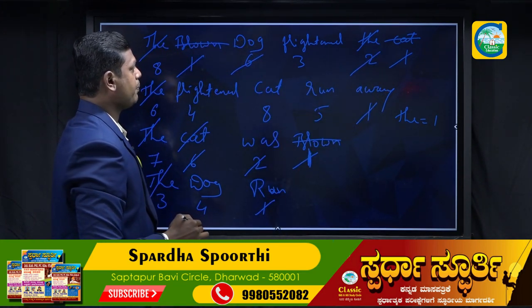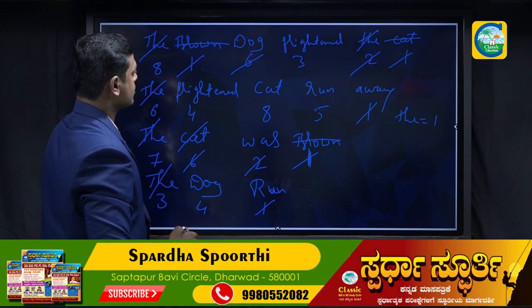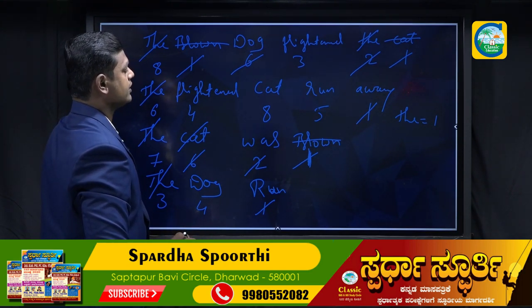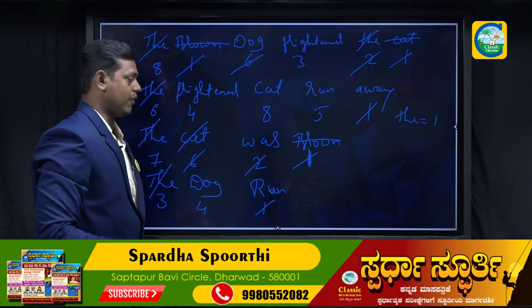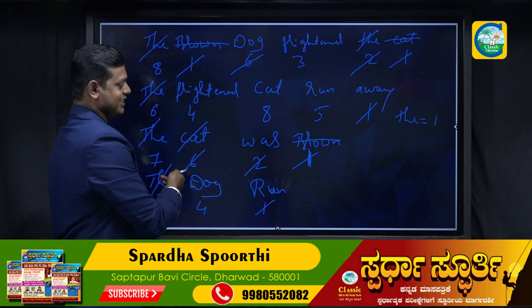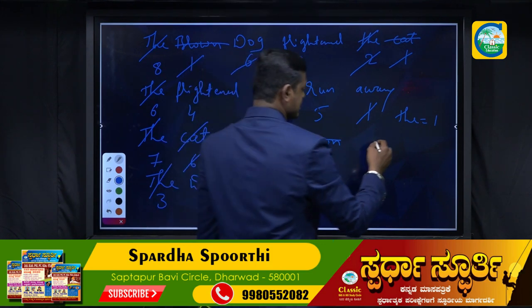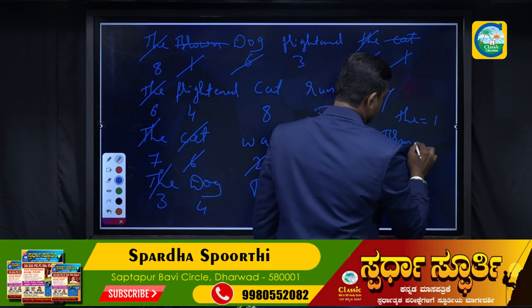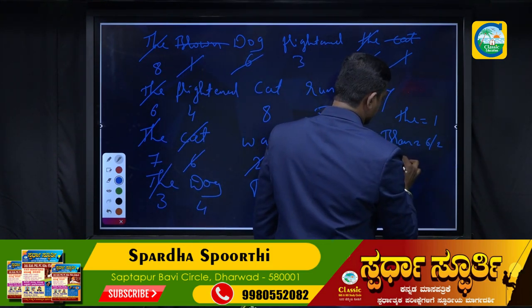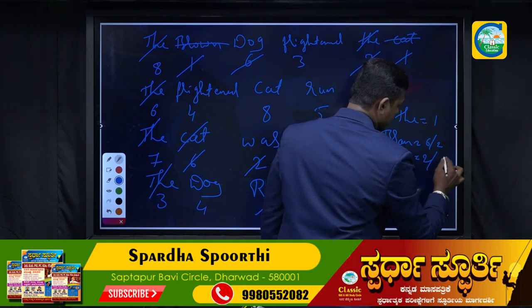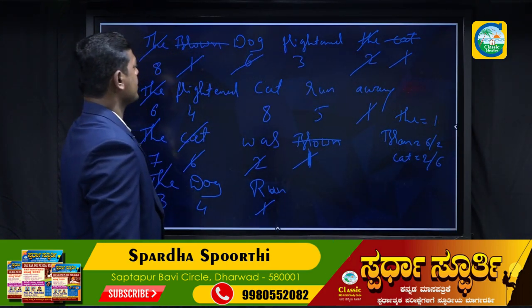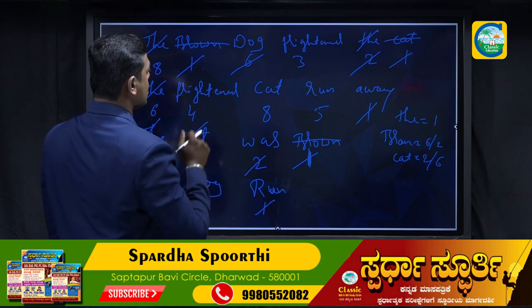Okay, but we don't know particularly the brown is called 6 or the cat is called 2. Okay. Why? Because here the cat is called 6. Right, friends? So we have to write like this. Brown means 6 or 2. Cat means 2 or 6. Okay. Then we go for the dog.